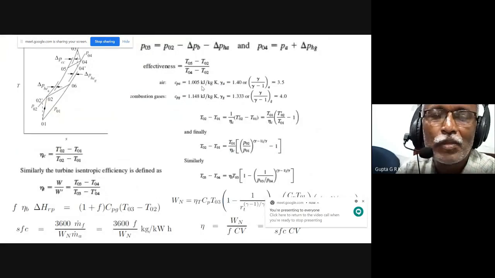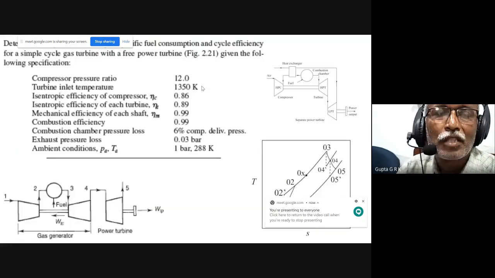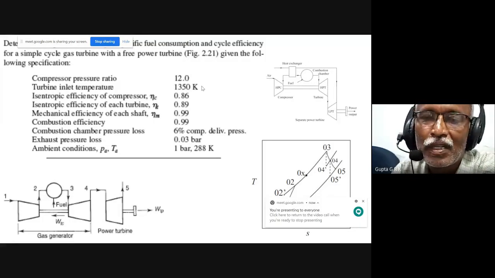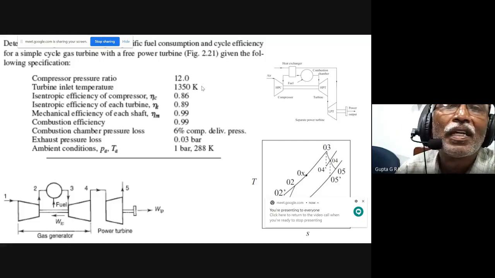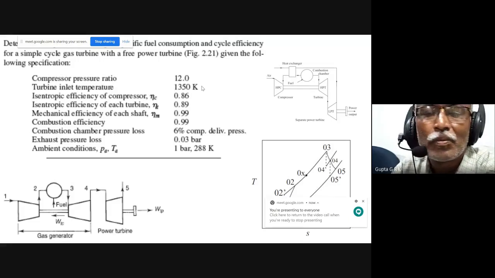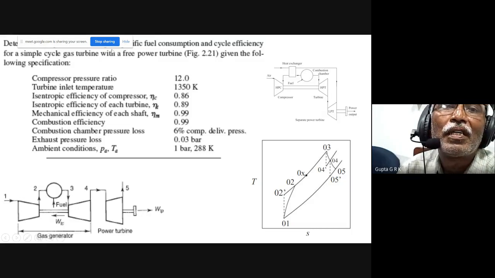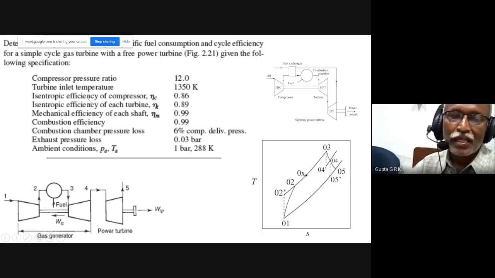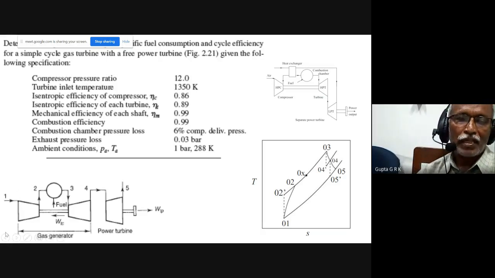So these formulae you have to remember. Suppose we take a particular problem, which is a power turbine problem. I have taken it from Ganeshan or Saranamuthu, one of the books. Here we have to find out SFC and efficiency for a simple cycle gas turbine with a free power turbine given the following specifications. Based on the data, you have to decide what the cycle is. You have to know the schematic and the TS diagram. Mainly, you have to be clear about the TS diagram.